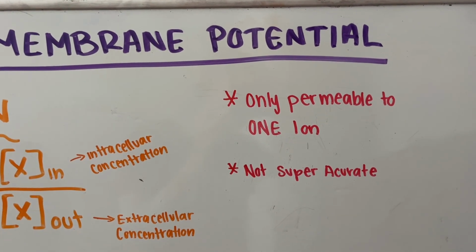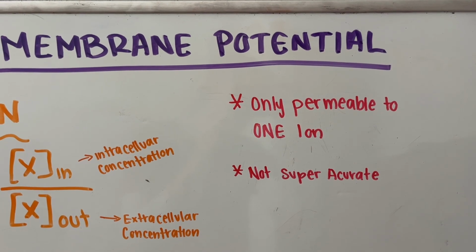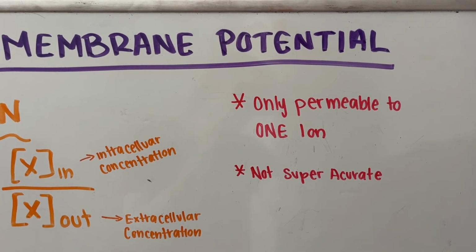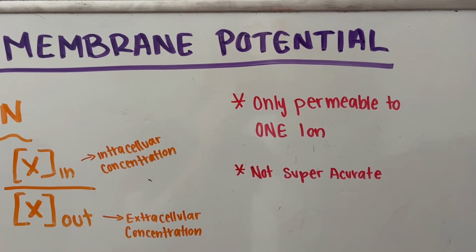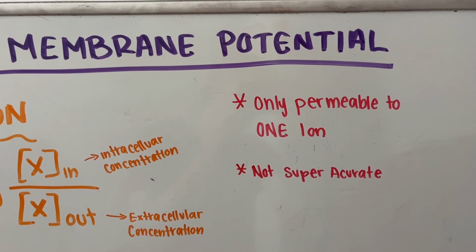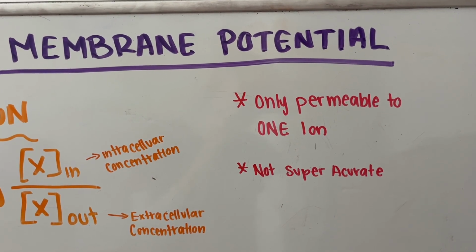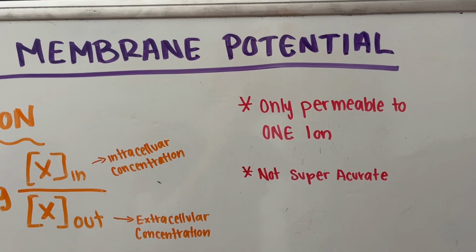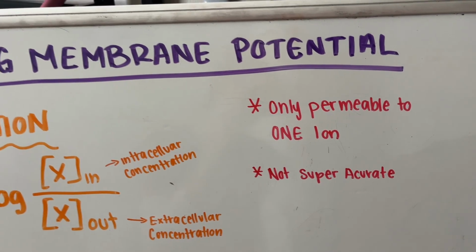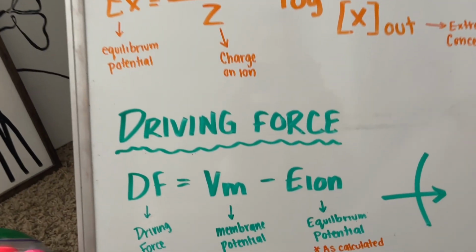The Nernst equation assumes that the membrane is permeable to only one ion. Therefore, it provides a theoretical potential that would exist if the membrane were exclusively permeable to that specific ion. It's useful for understanding individual ion gradients, but can't accurately predict the actual resting membrane potential for most cells.